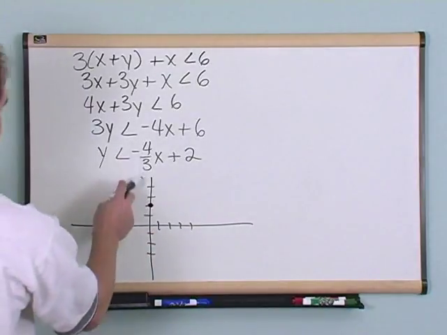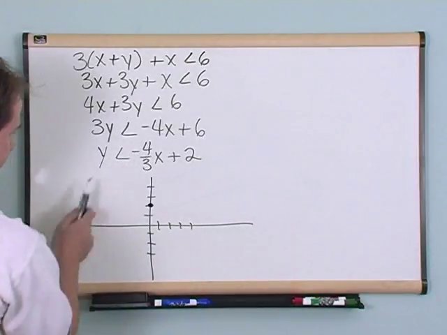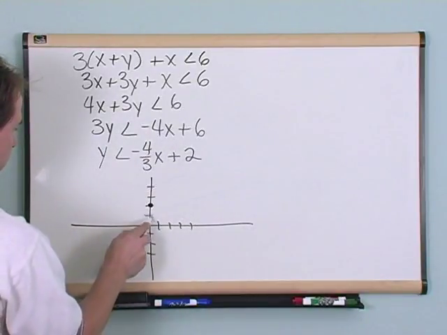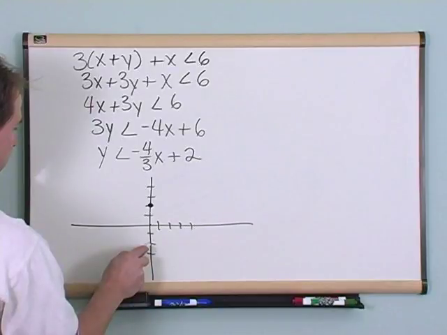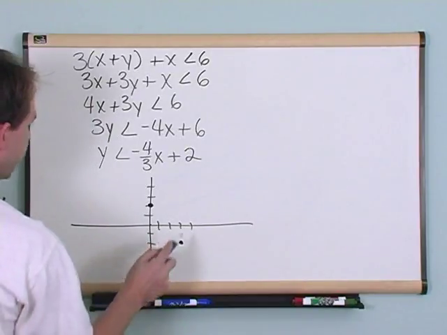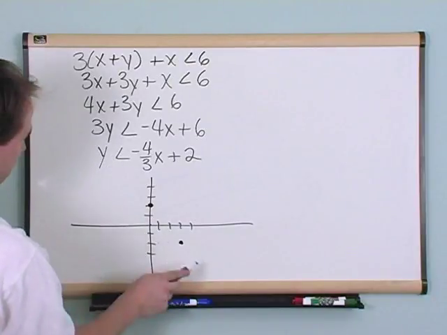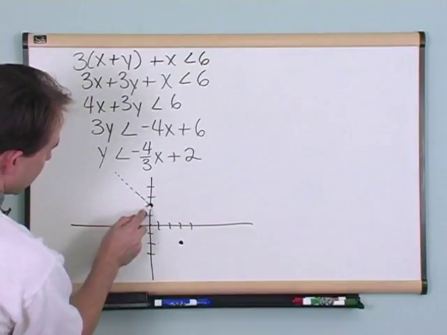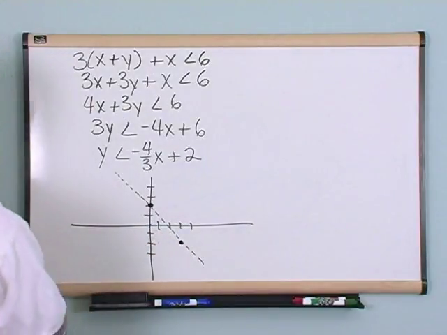And then finally, I just use my slope to get my next point. It's a negative 4/3. That means I rise over run, but it's negative, so I rise downward. 1, 2, 3, 4. Run of 1, 2, 3, which is right here. There's another point. I want to draw my line here, but this is a less than, not a less than or equal to, so I'm just going to put a dotted line instead of a solid line.